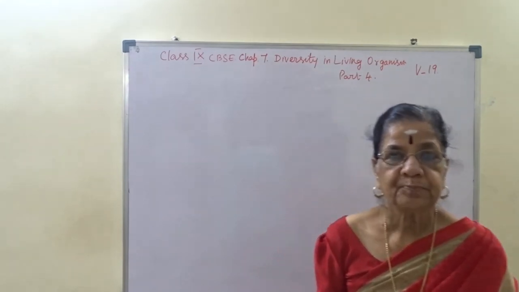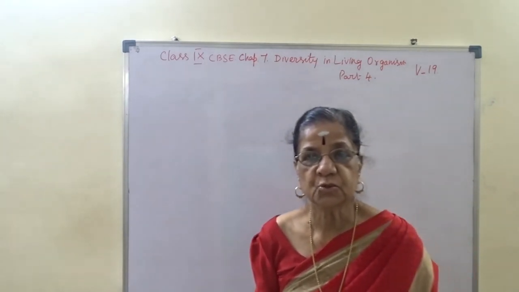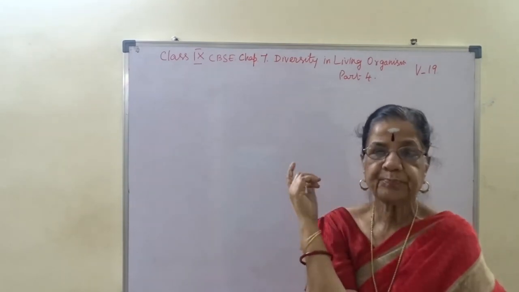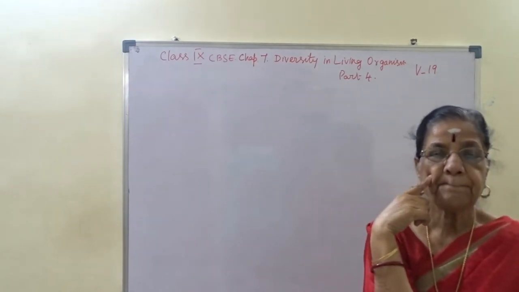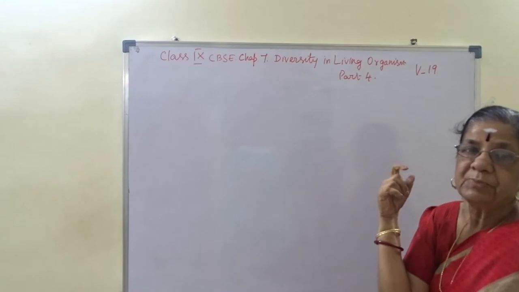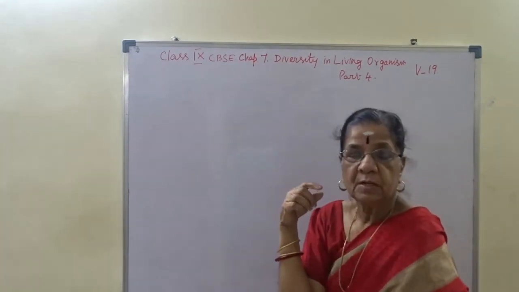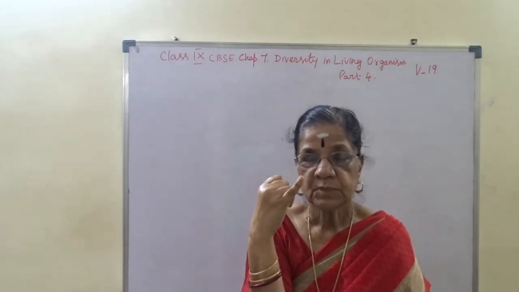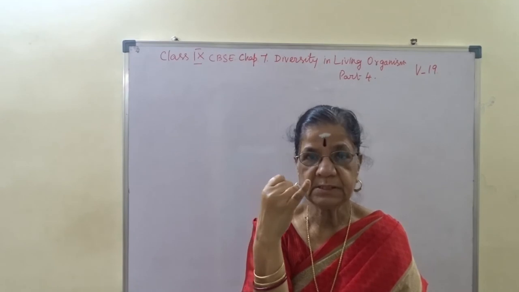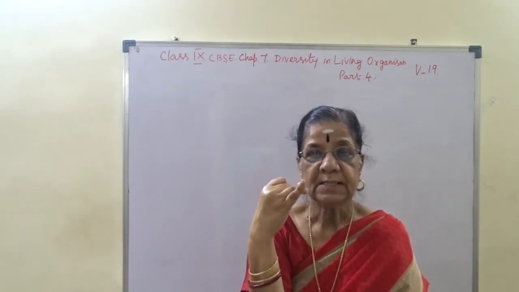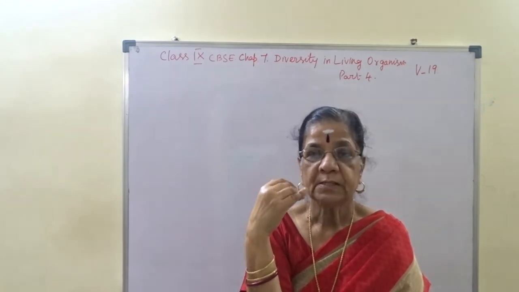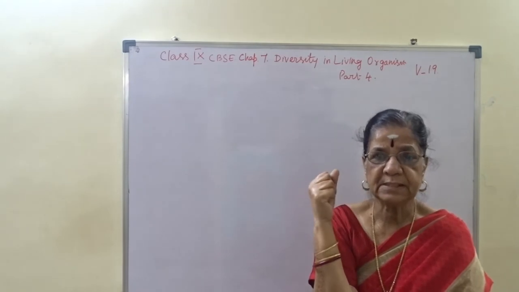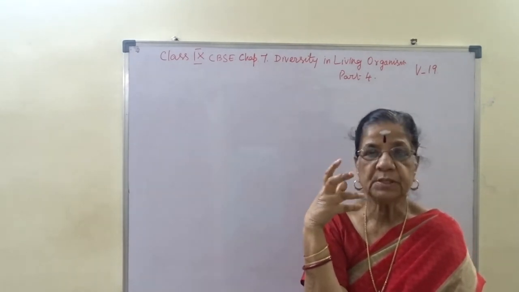I hope you are doing well and you have gone through the videos so far for Chapter 7, Diversity in Living Organisms. Now I am continuing the same chapter as video number 19 and part 4. In part 1 we learned the introduction and five kingdom concept. Part 2 was plant kingdom details. Part 3 was criteria for classifying animals as kingdom Animalia. And now we are going to see the salient features of the animal kingdom, of invertebrates and vertebrates. I hope you can recollect the points completed so far.